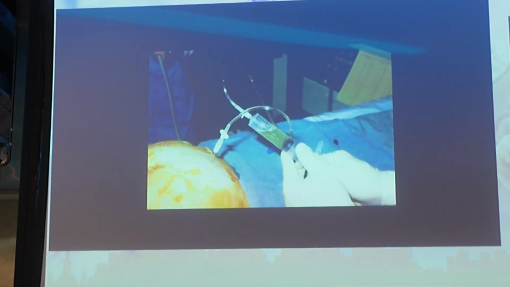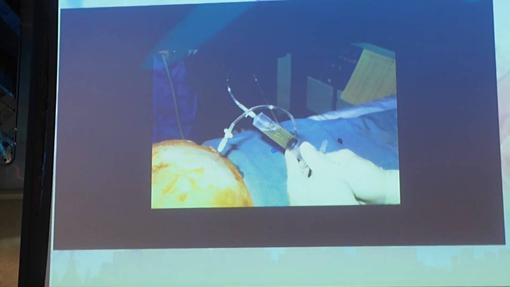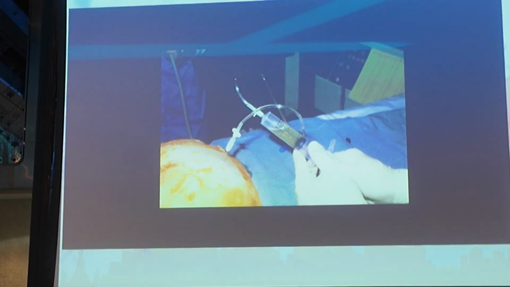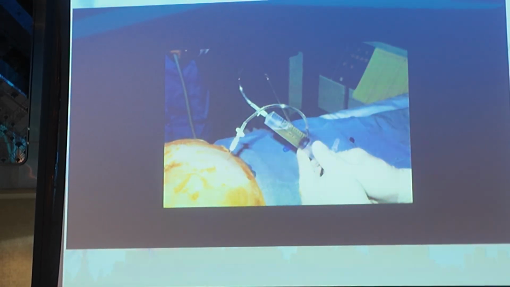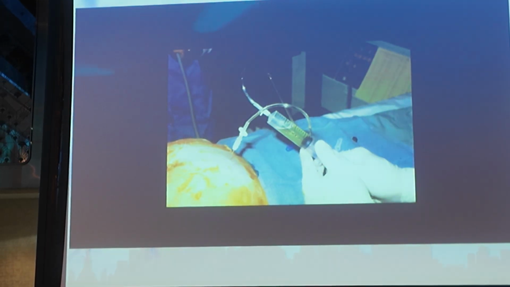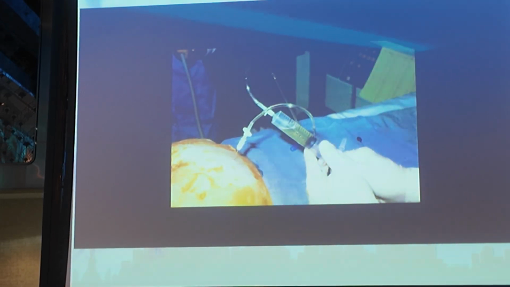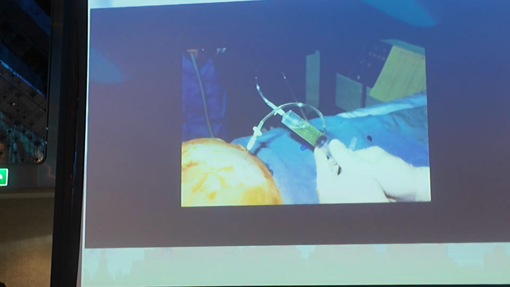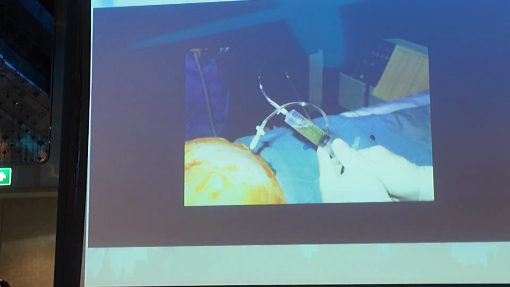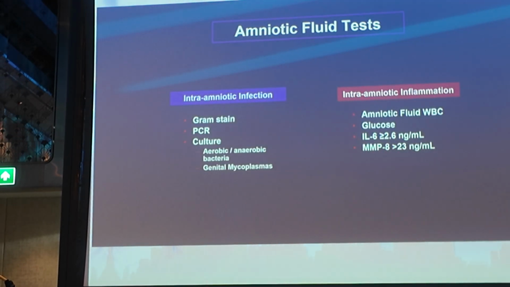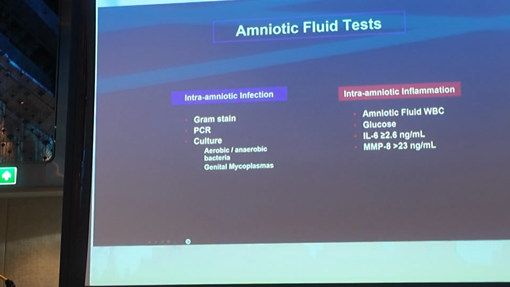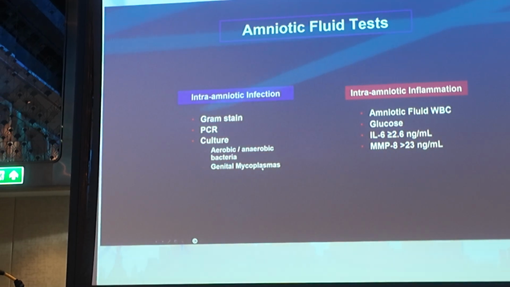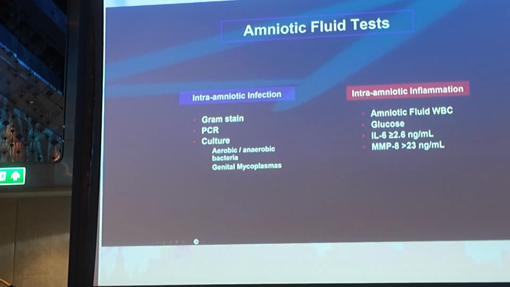And what test do we do in amniotic fluid? The tests are the same tests that all physicians are doing in a patient that they suspect meningitis. We do a lumbar puncture, we check a gram stain, glucose, and then we do cultures to detect bacteria, and also we measure the white blood cell count. It's the same here. Gram stain, we do cultures for aerobic and anaerobic bacteria, but the most important cultures are genital mycoplasmas. These are cultures that are simply available.